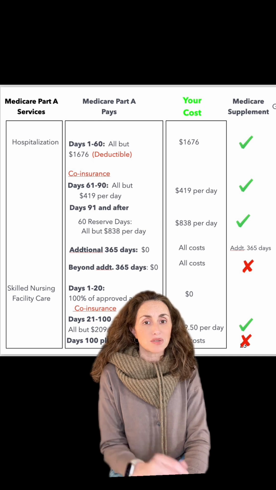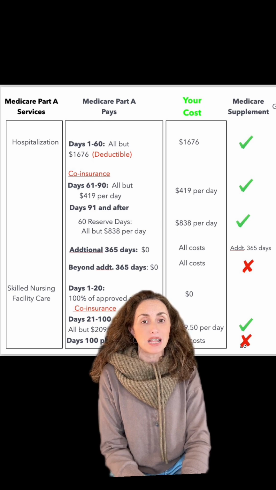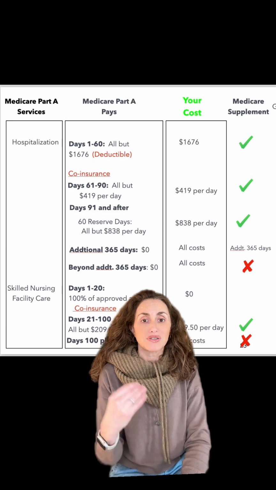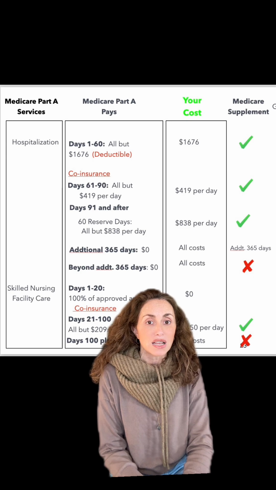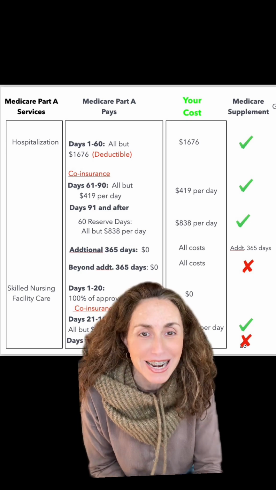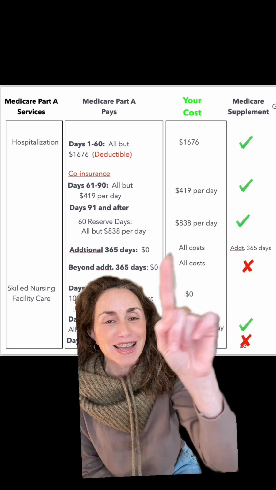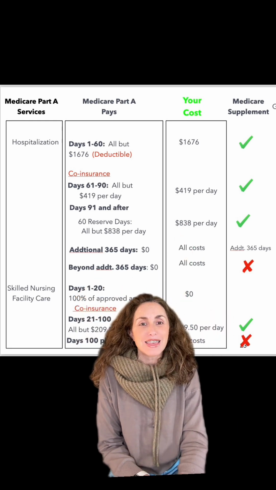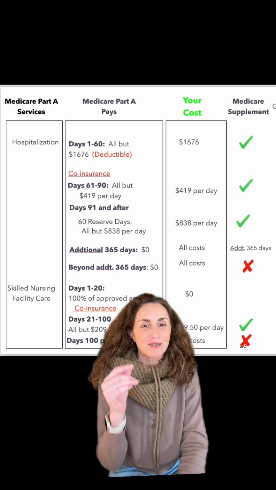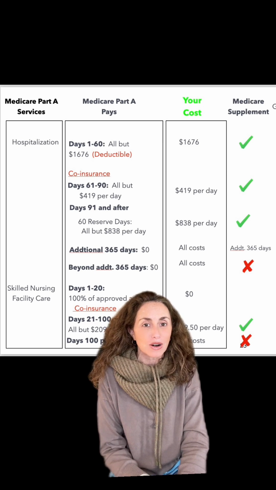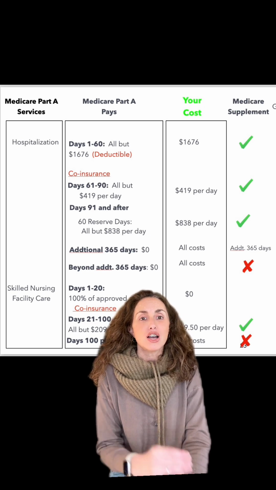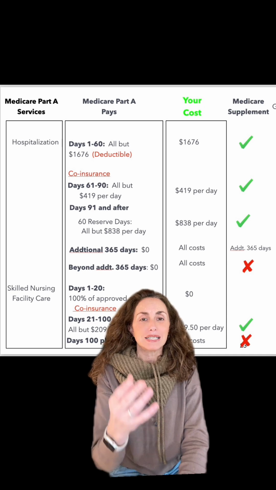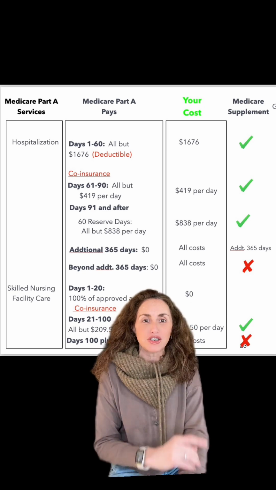The rare chance of being in the hospital past that 90-day period, now you have 60 reserve days. And with those reserve days, there is a number there that is the amount, and I can't read it and don't want to say it wrong, but I think it's 638 or 838. I need my glasses. But in the meantime, the point being is that it is covered by G.